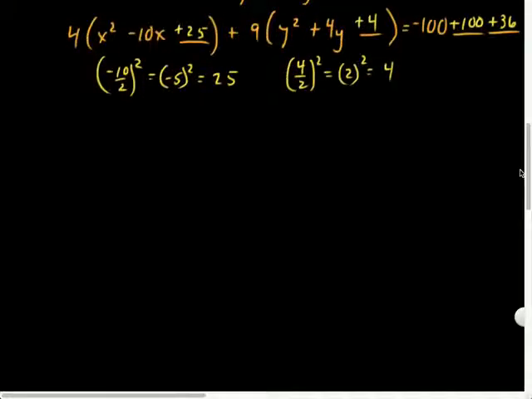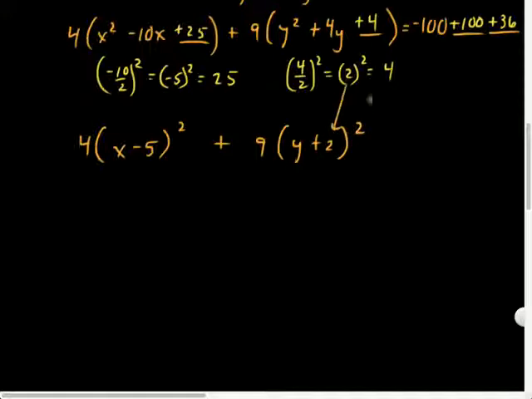And now, let's factor this. So I'll have 4 times, this is going to be x minus 5 all squared, right? That minus 5, can find it right there. Plus 9 times y plus 2 all squared, right? That 2 is right there, equals 36.